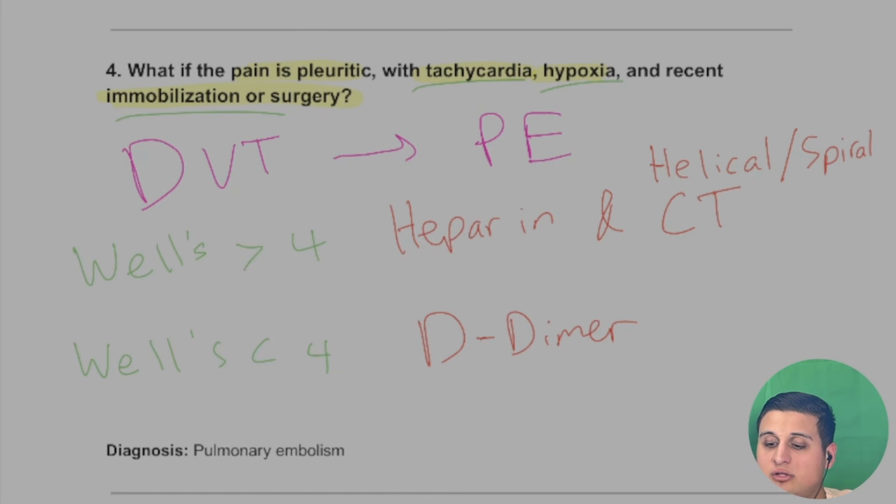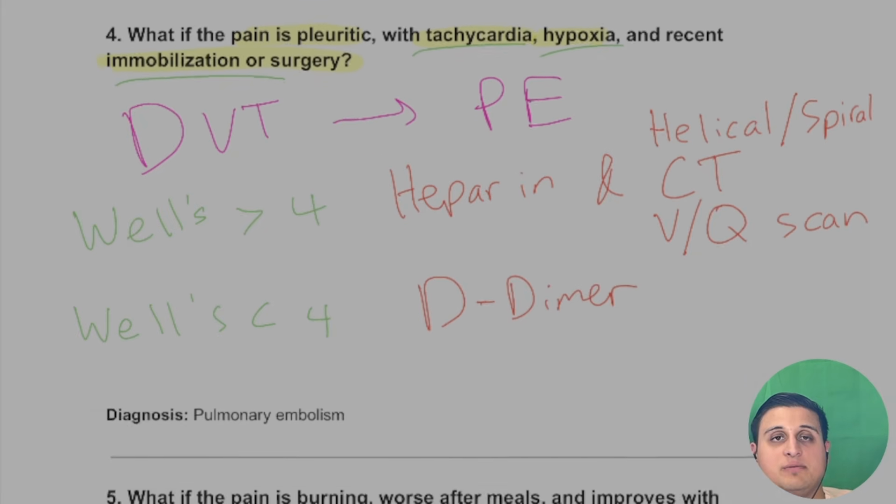And if not, you can do a technetium VQ scan. Let's say the patient can't have contrast. Then you can do a technetium VQ scan, and that can also help see if there's any filling defects. You may even see that the CT comes back negative, but this patient has a PE. A VQ scan can also help because, right, VQ, ventilation perfusion.